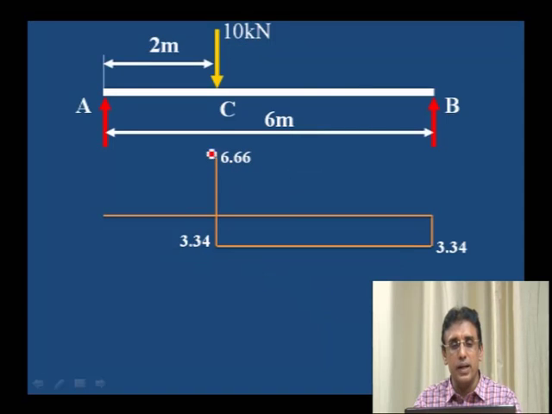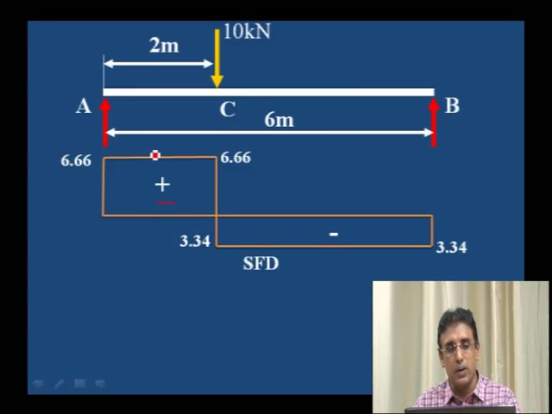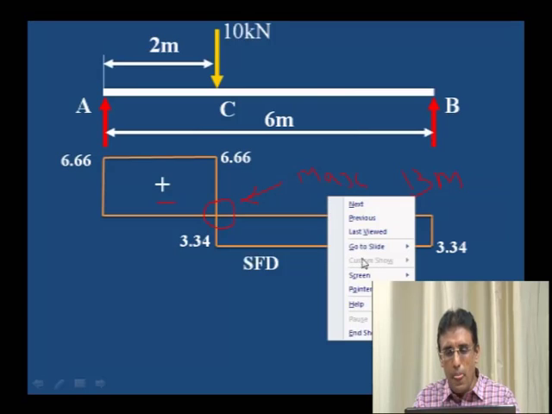Okay, then from C to A it is constant. Then 6.66, close the polygon. This is the shear force diagram, where positive is on the left side and negative on the right side. There is one particular point where the shear force changes its sign, from negative to positive. At this point we will get the maximum bending moment. Where the shear force changes its sign, at that particular point we will get the maximum bending moment.